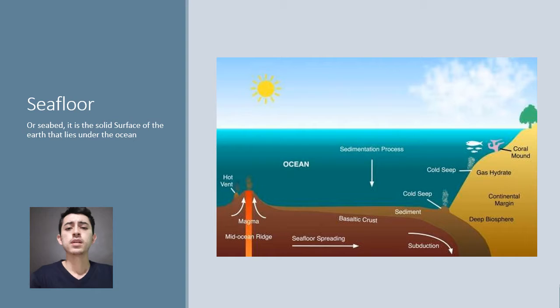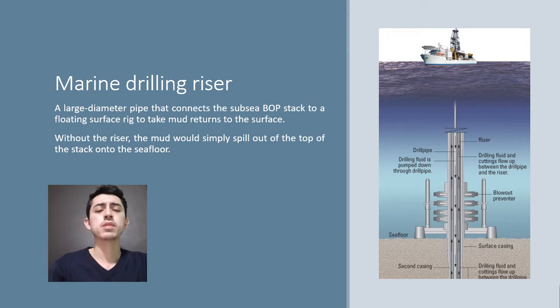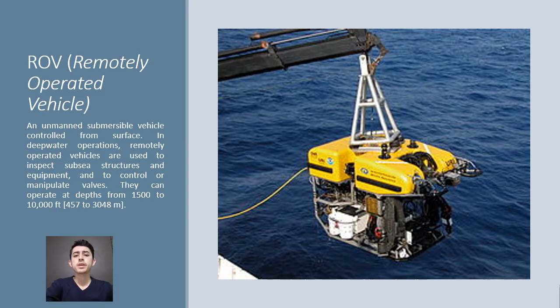The second one is seafloor or seabed. The seabed is the solid surface of the earth that lies under the ocean. Next is marine riser. It's a large diameter pipe that connects the subsea BOP stack to the floating surface rig to take mud returns to the surface. This is an important element because without the riser, the mud would simply spill out of the top of the stack onto the seafloor.